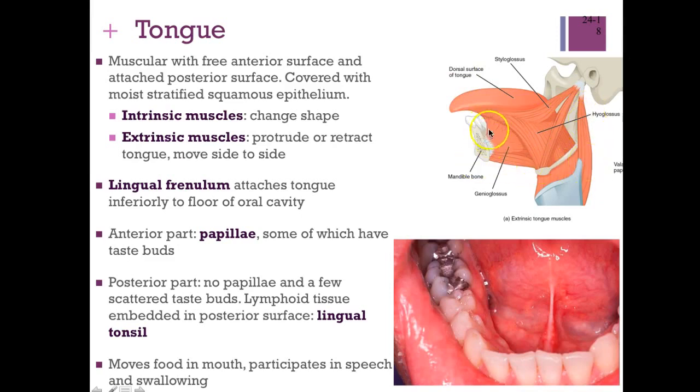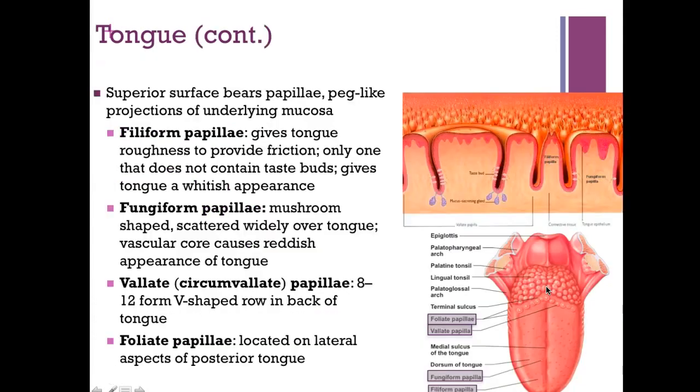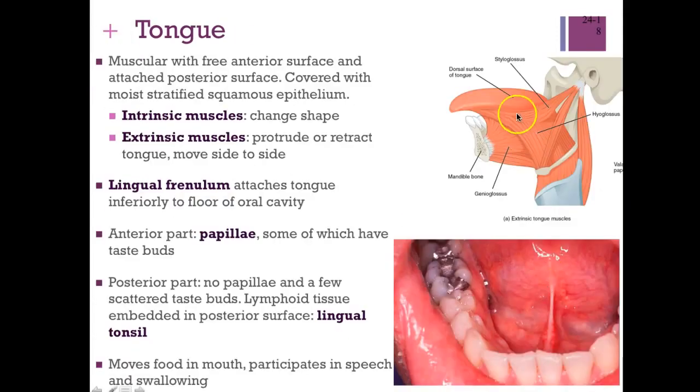Now you may have wondered, what is that string attaching the tongue to the floor of the oral cavity? That is called your lingual frenulum, lingual meaning tongue, of course. And then we could take a look at the tongue itself. And on there, you may have noticed you have these papillae, which some of them will contain some taste buds. So we'll take a look at some pictures of what those papillae look like in a moment.